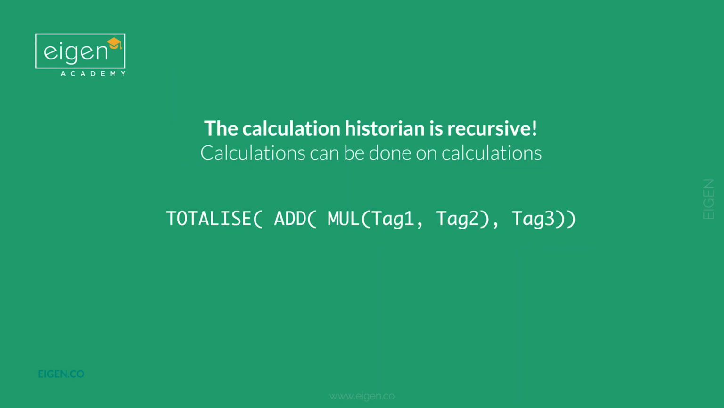One important point to note about the calculation historian is that it's recursive. This means that calculations can be done on calculations. So, for example, you could totalize an addition that is adding together a multiplication with another raw tag.